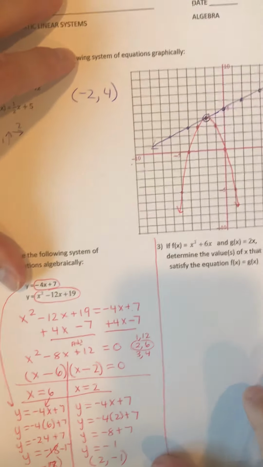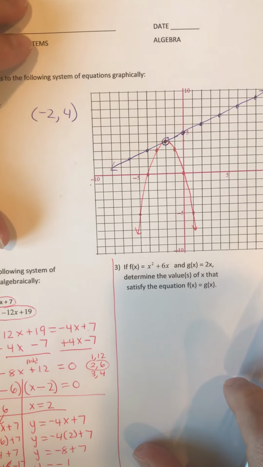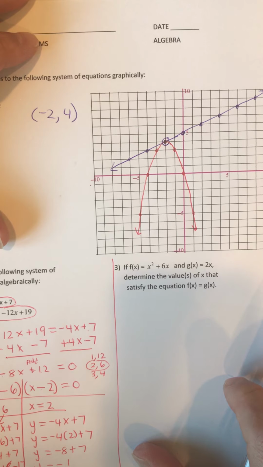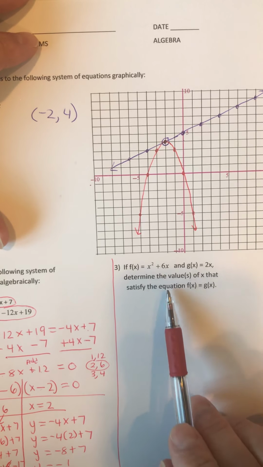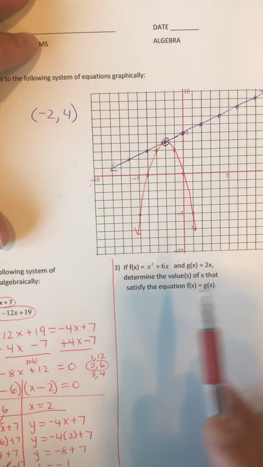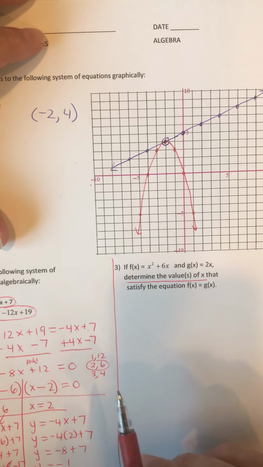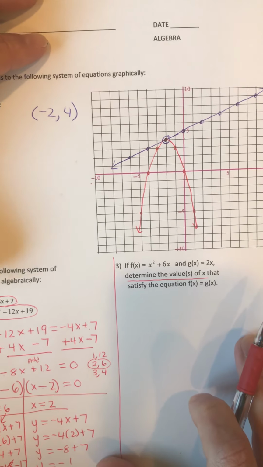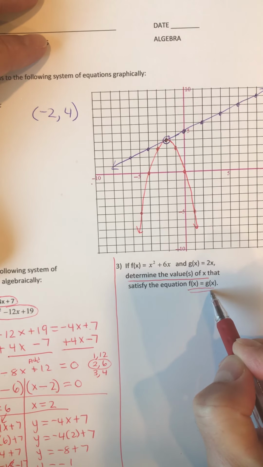All right, let's take a look at number 3. 3 is just slightly different. It says if f of x equals x to the second plus 6x and g of x equals 2x, determine the values of x that satisfy the equation. So now all they really want to know are the x values. So we don't need to find the whole solution like we did for number 2. We just need to find the x value. And it says that satisfy f of x equals g of x.